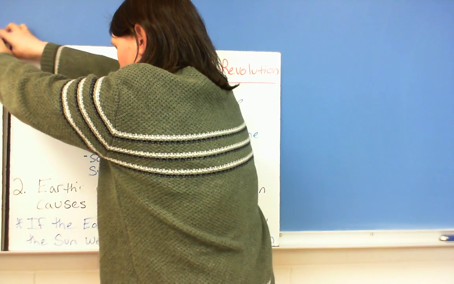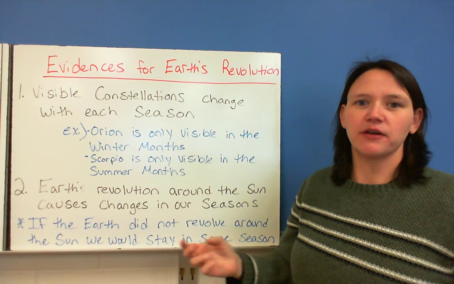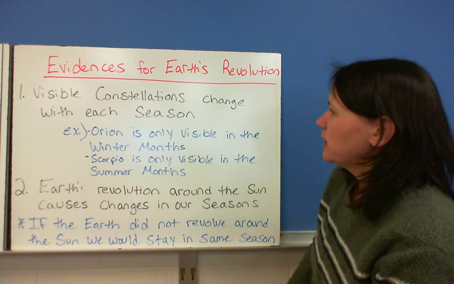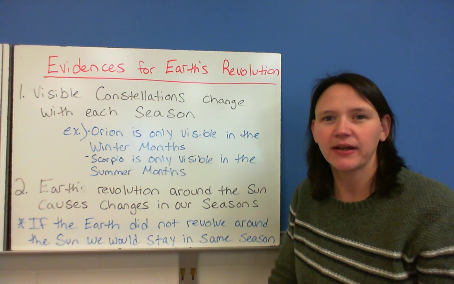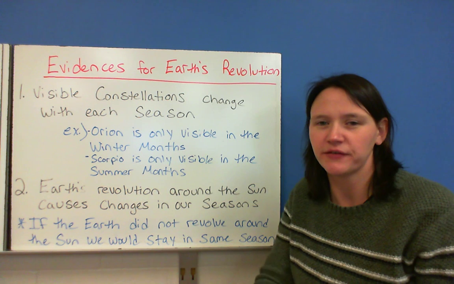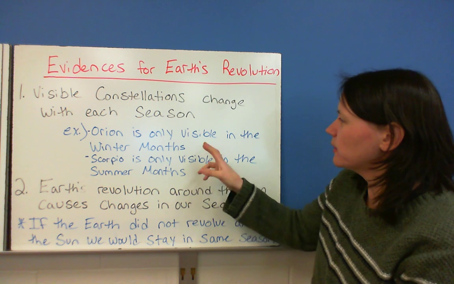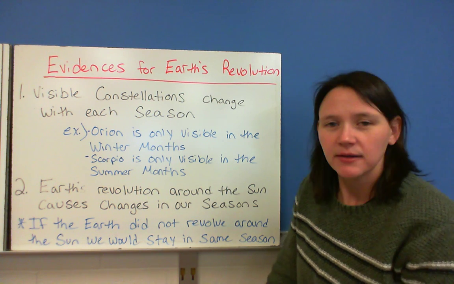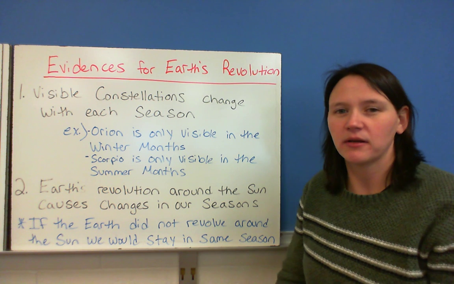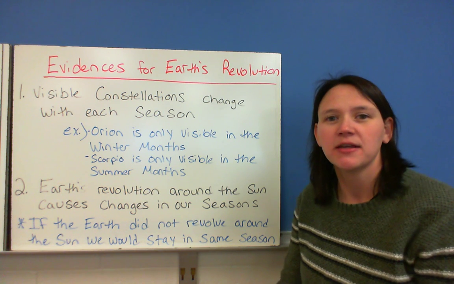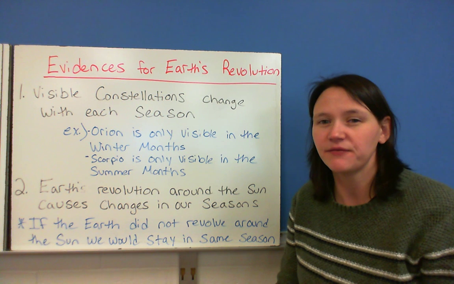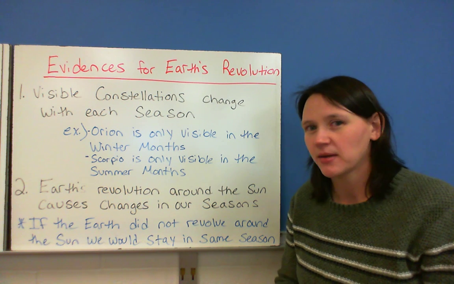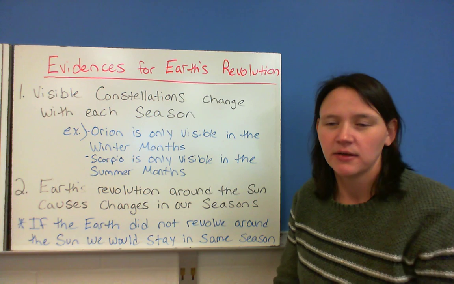And then we also have evidence that the Earth is revolving. And the first one here are constellations. We've got different constellations that we can see at different times of the year. A big one is Orion. That's a very predominant constellation in the winter sky. Pretty much all winter you're going to be able to find it at night. But if you look outside in the summertime, you're not going to find Orion.